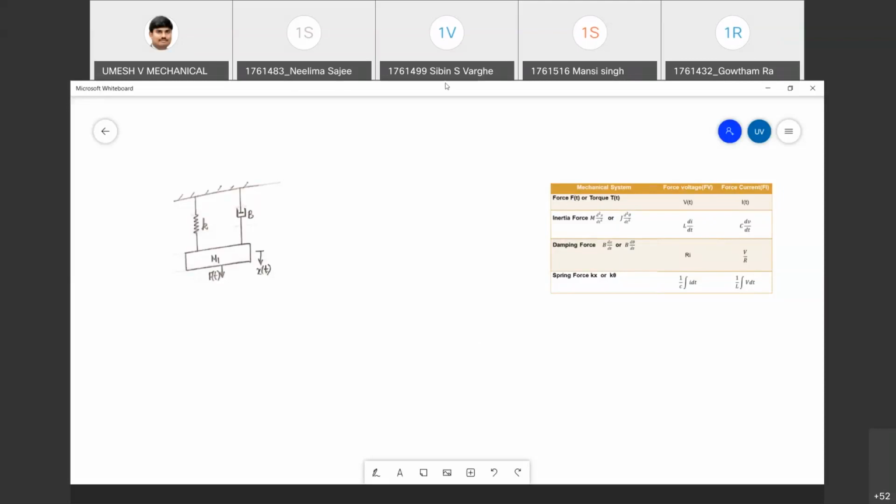I hope everyone is able to see this whiteboard. Can you type in the chat box? Are you able to see the whiteboard? Okay, fine.